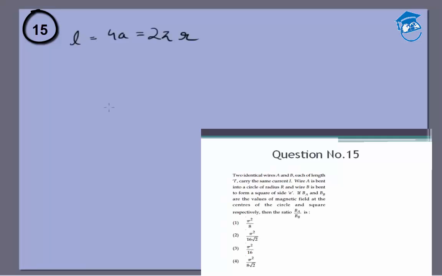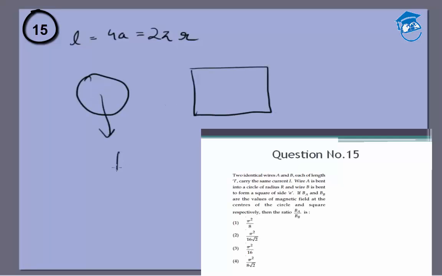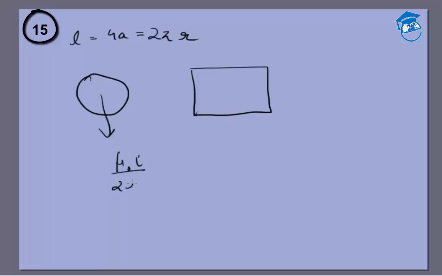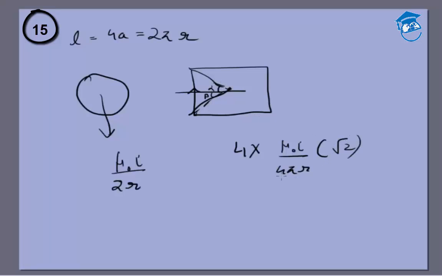Now, what are the values of the magnetic fields at the centers of a circle and of a square? So a circle or a ring is easy enough. It is mu naught I by 2r. It's a standard formula. In this case, what we'll do is we'll multiply by 4 the magnetic field due to any one. And due to any one, we know the standard formula due to a line subtending alpha and beta. It is mu naught I by 4 pi r times sine alpha plus sine beta. In this case, that will be 1 by root 2 plus 1 by root 2, which will be root 2.